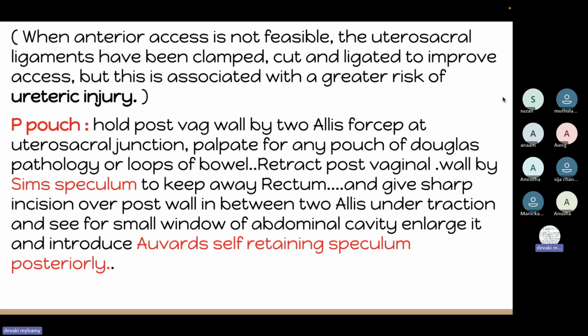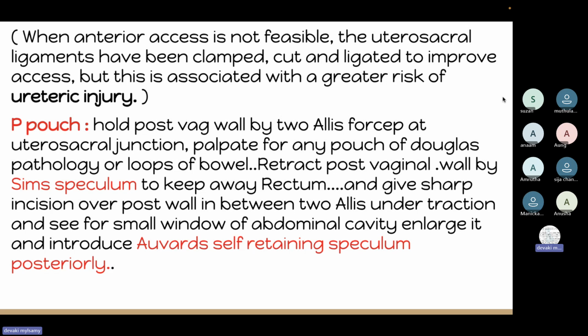Identify the uterosacral junction where you are going to apply two Ellis forceps, and palpate in between the two Ellis forceps to ensure there is no bowel or any thick mass, and give a bold cut. Give a bold cut and see the window of peritoneum. Widen that window and introduce your Sims speculum to keep the rectum away. If you think you are in the right plane, extend the incision and introduce your Ward's self-retaining speculum posteriorly, which will again keep your rectum away from your operative field.